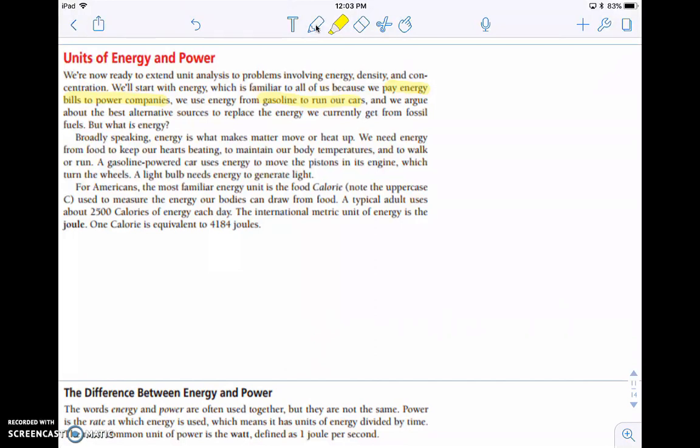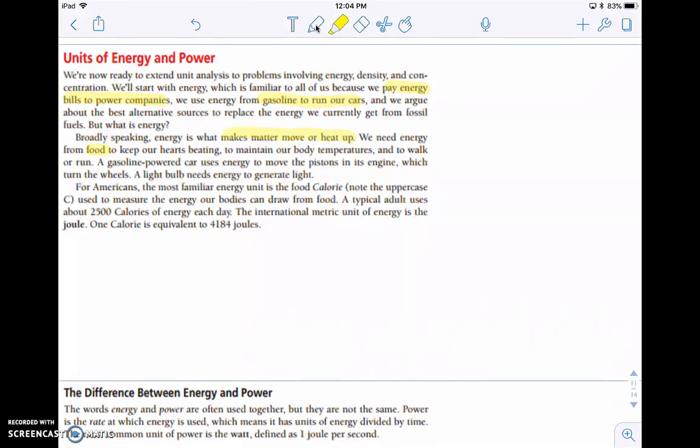we want to determine what is energy. So broadly speaking, energy is what makes matter move or heat up. So we need energy from food to keep our hearts beating, to maintain our body temperatures, to walk and to run. Gasoline powers our car. A gasoline-powered car uses energy to move the pistons in its engine up and down, which then in turn turns your wheels. A light bulb needs energy to generate light, and so forth.